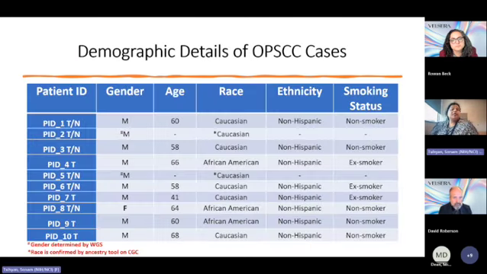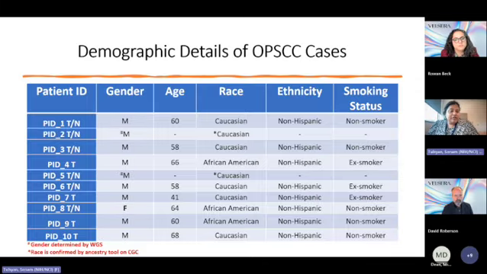This is the table showing the demographic details of all the OPSCC cases included in the study. There were 10 samples included in the study. Out of the 10, 6 were paired, meaning we have the tumor and the normal tissue of these samples. 9 out of 10 samples were male and 1 was female.